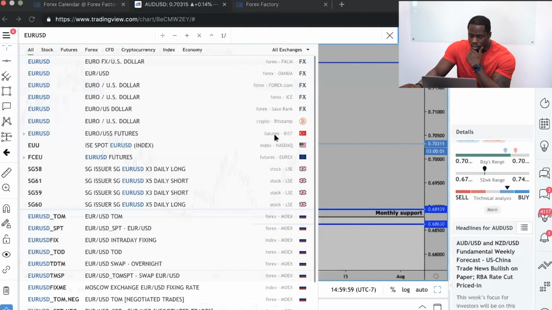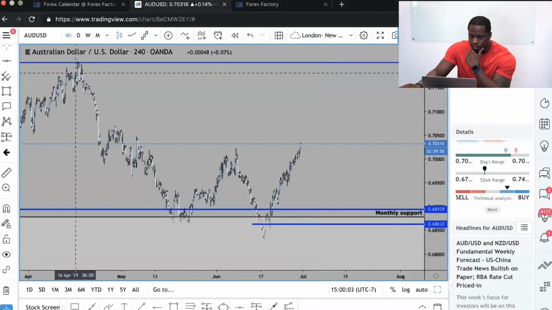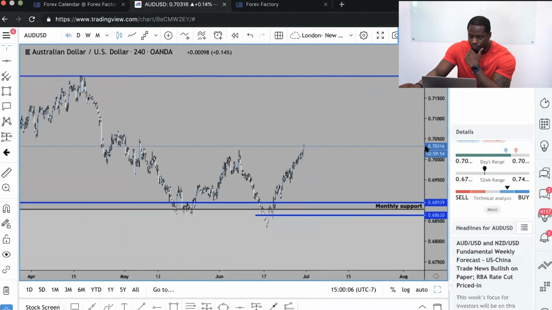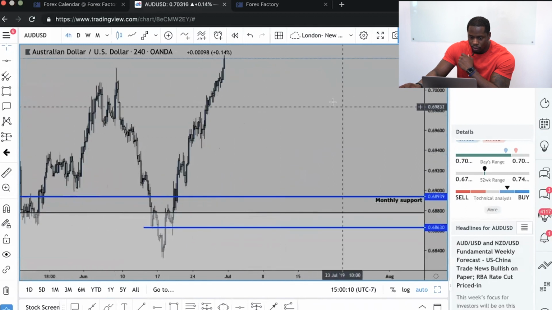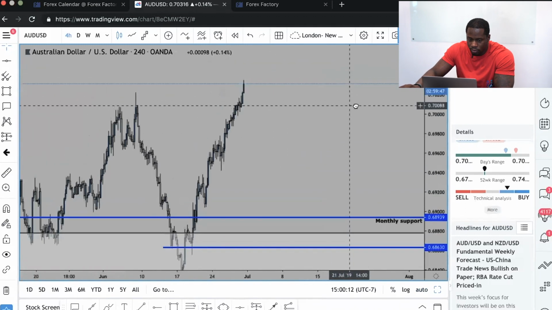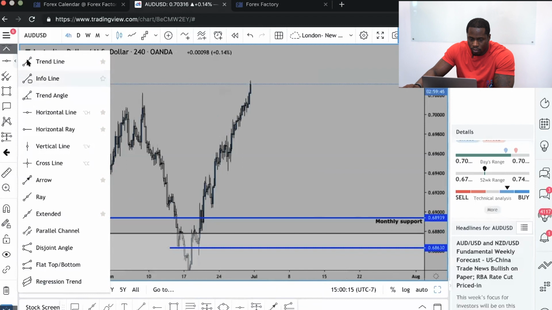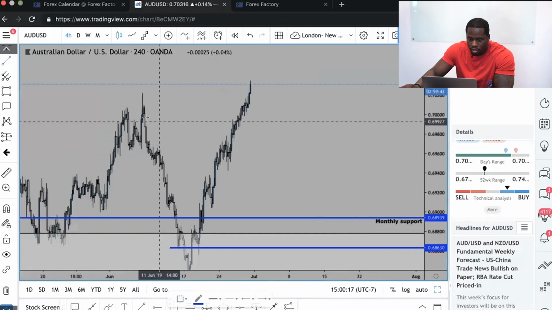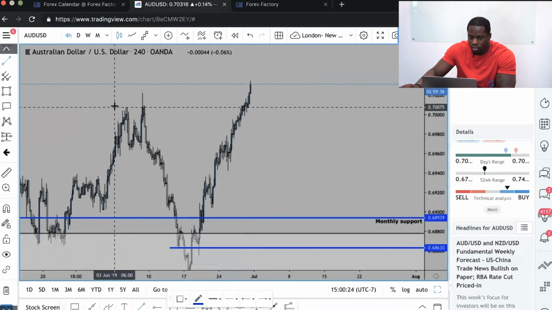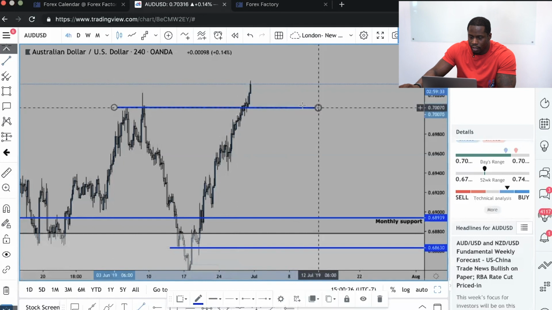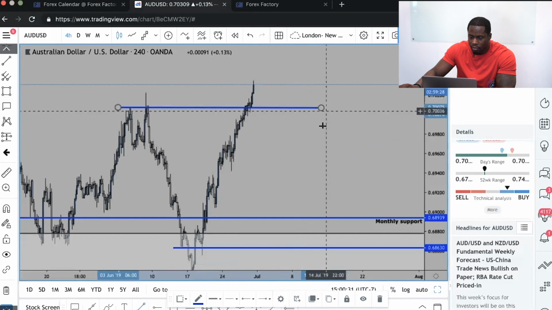So what level are you looking for a pullback before going back up on AUD? GJ. So what I'll be looking for is to see where you see this past resistance, right? And it broke. So this past resistance becomes support. I want this market structure to come back down to here, right? Come back down and then shoot up.